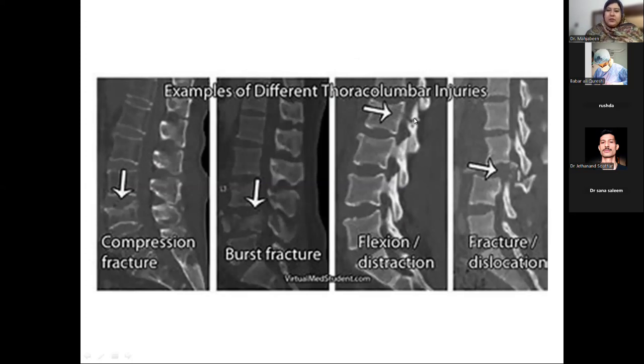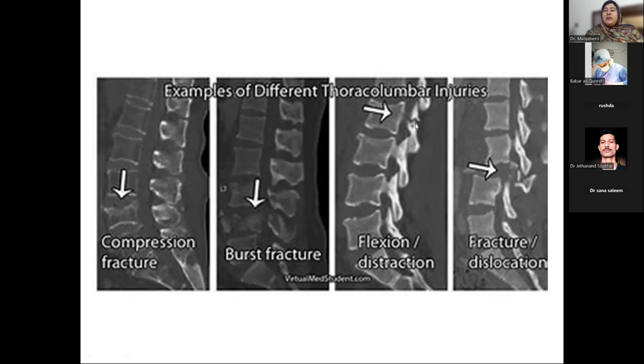Flexion distraction injuries are also three column injuries. Fracture dislocations are also three column injuries. The difference is that flexion distraction injuries and seat belt injuries have the same name; both of them are the same. They are also known as chance fractures. So there are three names for a similar injury: seat belt injury, flexion distraction injury, and chance fracture. They are all the same.